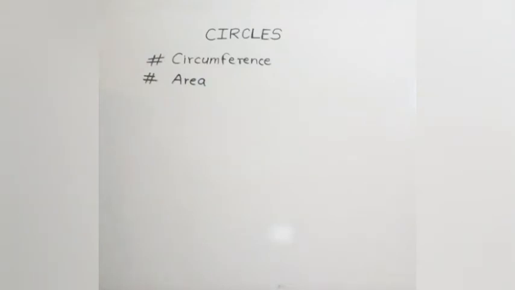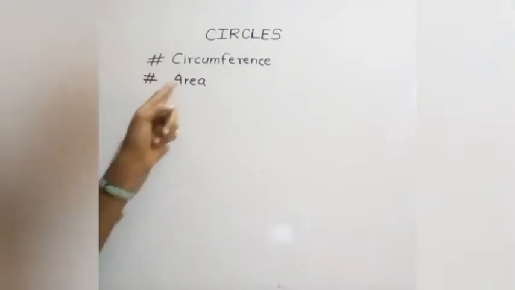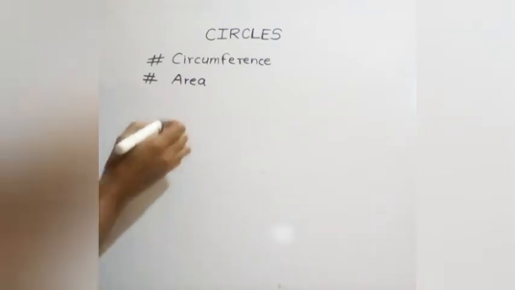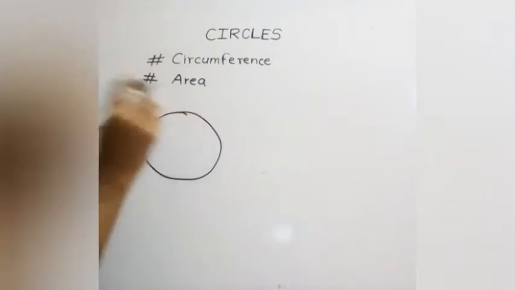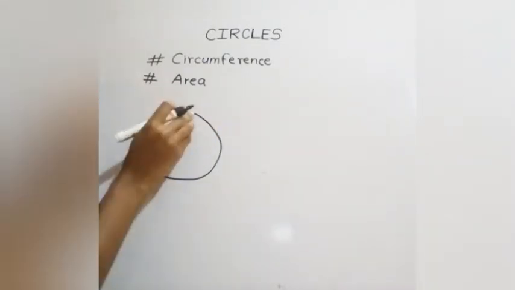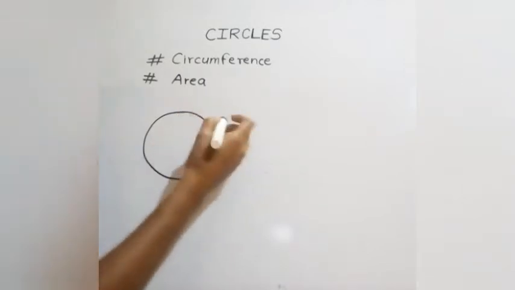In this video, we are going to discuss the circumference of a circle and the area of a circle. So let's see what is meant by circumference. If we talk about any two-dimensional figure, a circle is a plane surface. Every two-dimensional figure or plane surface has a perimeter.